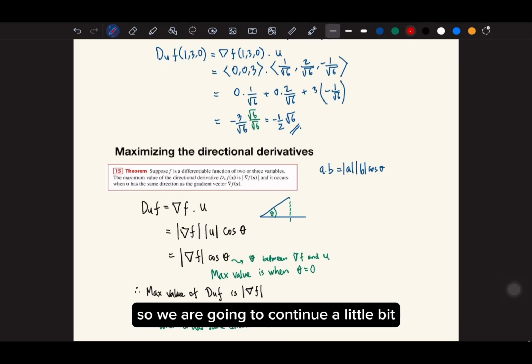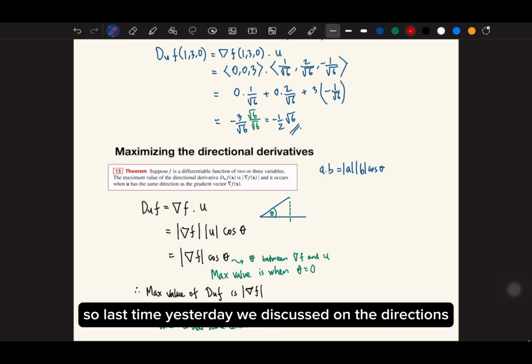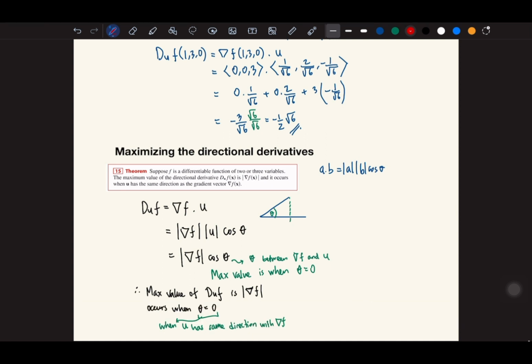Okay, so we are going to continue a little bit of chapter 14, the partial derivative. Last time, yesterday, we discussed the directional derivative and how to maximize the directional derivative.